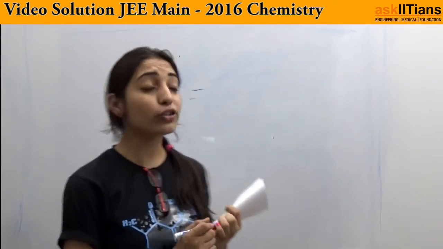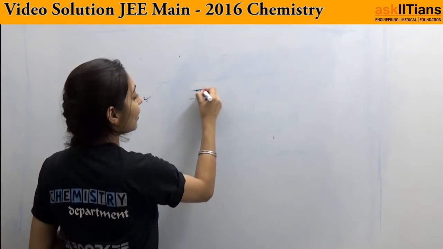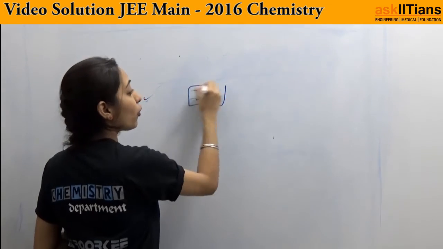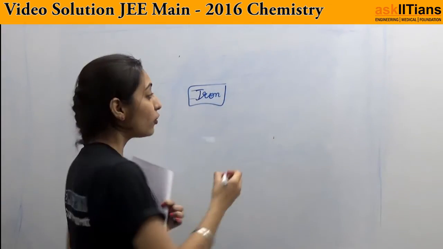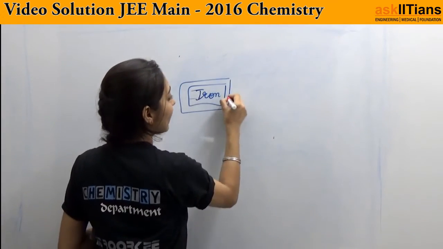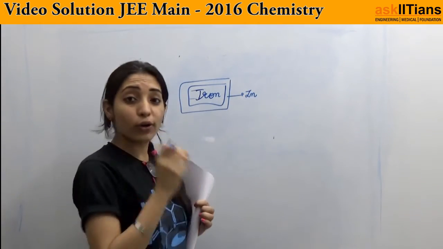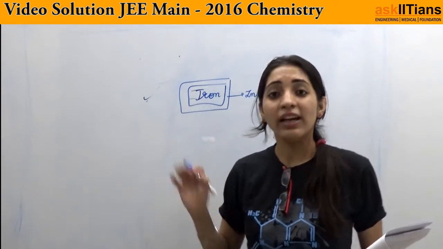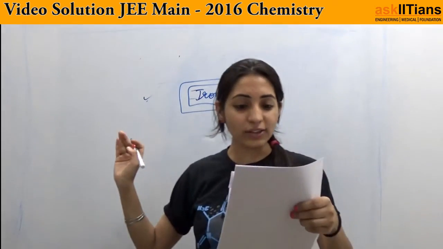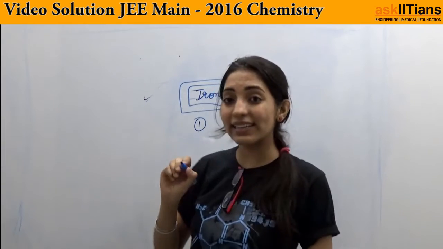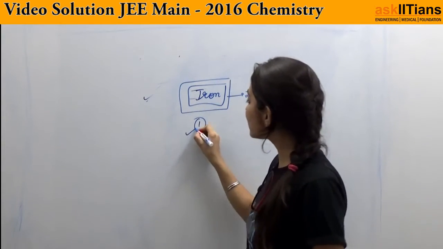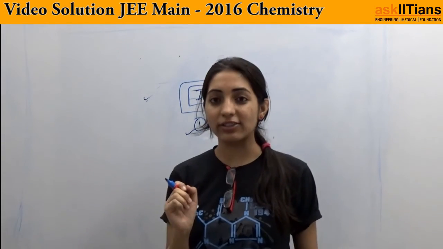So if I'm not wrong, you should be knowing this thing, that if you have iron, then to protect iron from rusting, you need to do a coating of zinc. And the zinc coating over iron is done by the process which is known as galvanization. So we simply got the option as option number 1, because the option zinc is given as option number 1. So this is the correct option for this particular question.